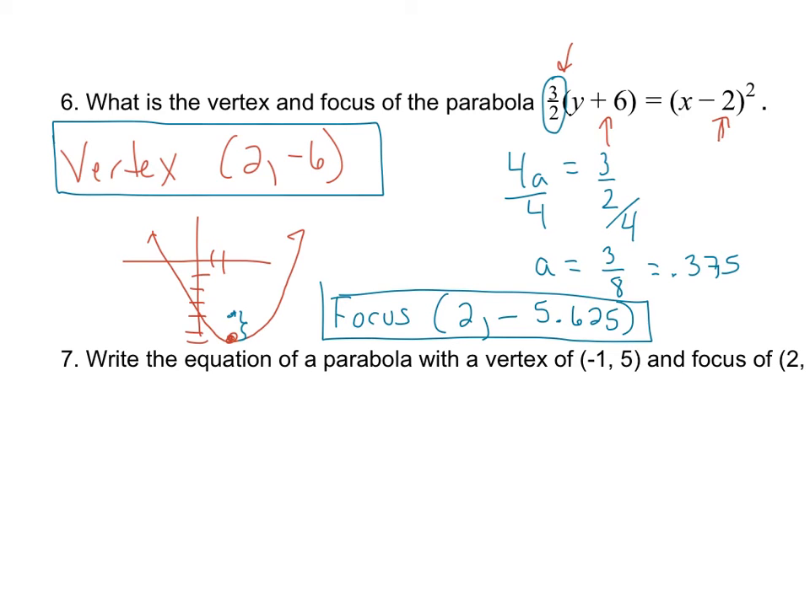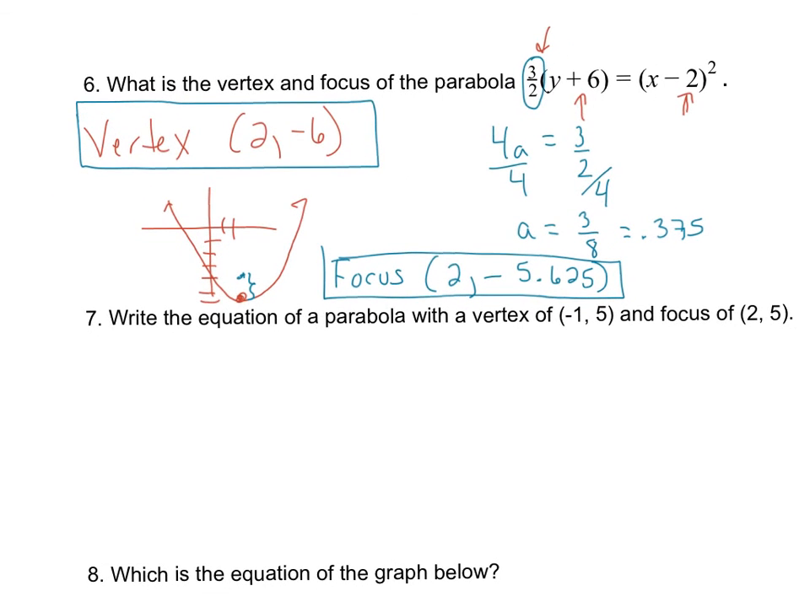Okay, let's look at our number 7. So let's write the equation of a parabola with vertex -1, 5 and focus of 2, 5. Okay? So I'm going to draw a little picture. So you got -1, 5, which is there. And then we got 2, 5, which is here. So this is my vertex and this is my focus.